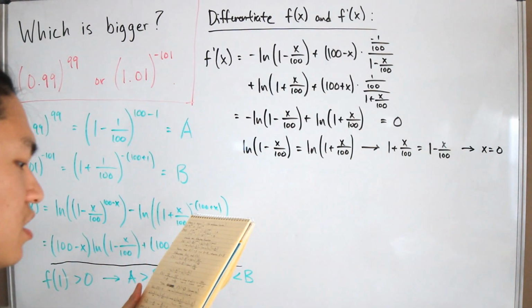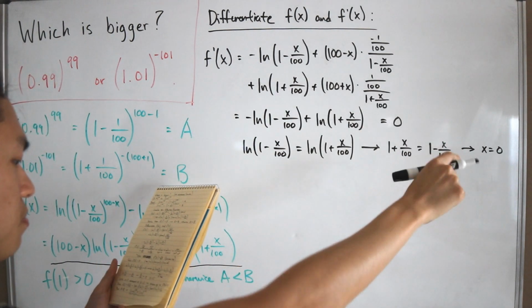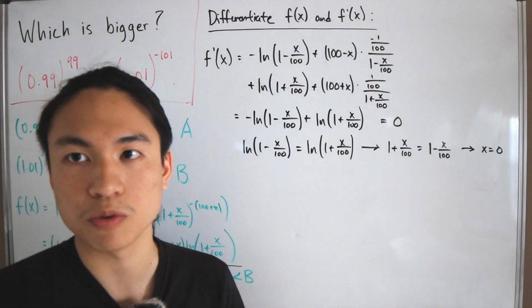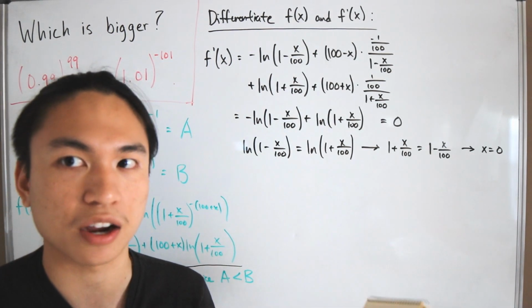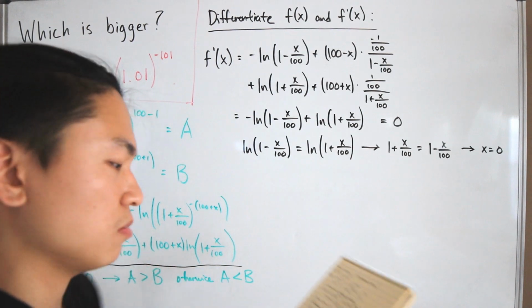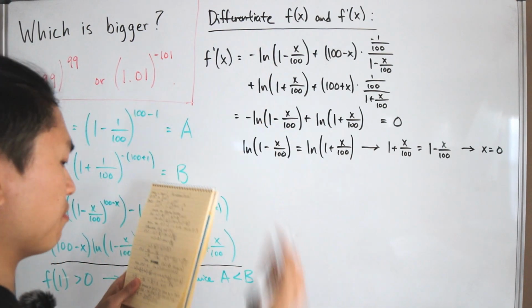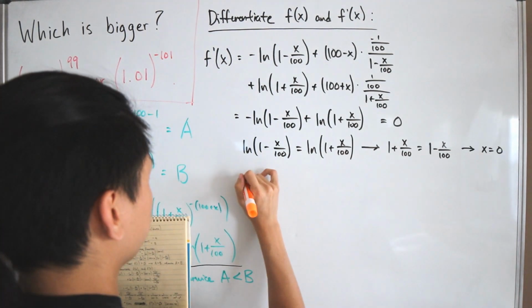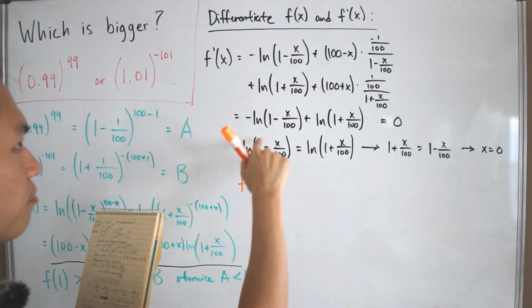So what that means is that at x equals 0, the slope is going to be 0. But do we know whether it's a maximum or a minimum yet? We don't know. And so that's where the second derivative comes in to determine the concavity. So now, let's take the derivative of f prime of x. So let's move on to a different color for this. So f prime of x, f double prime of x. We're basically just taking the derivative of this thing right here.